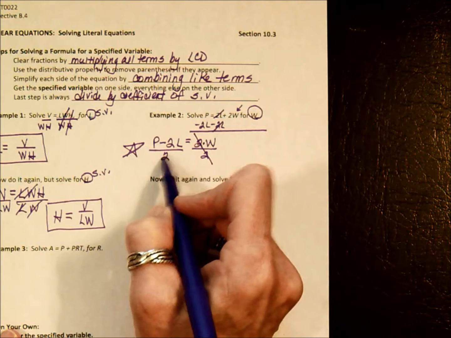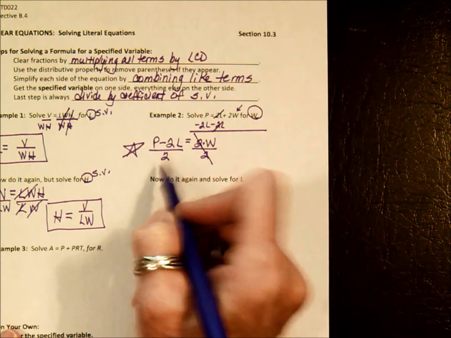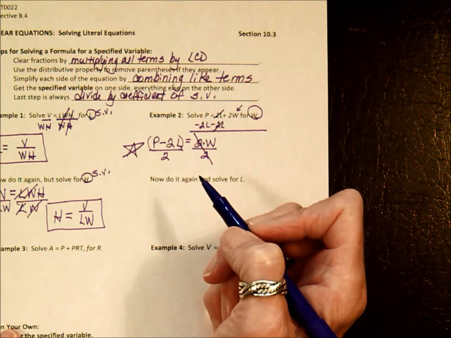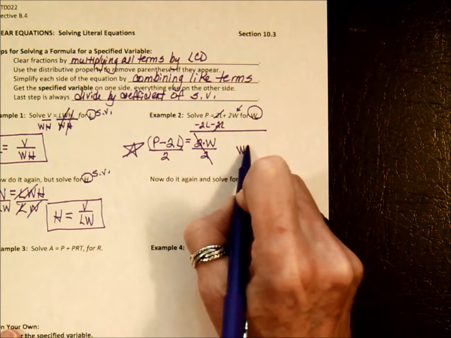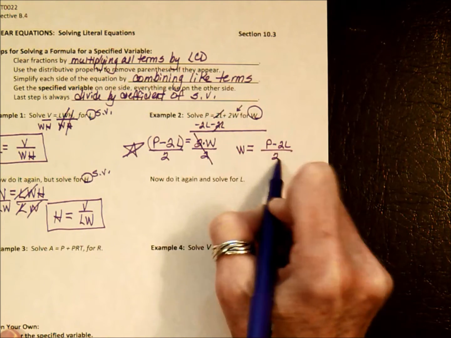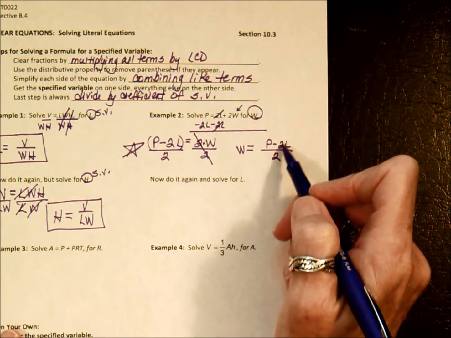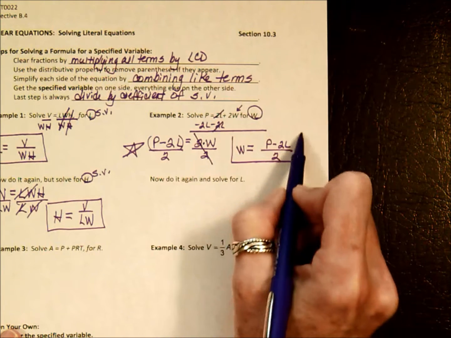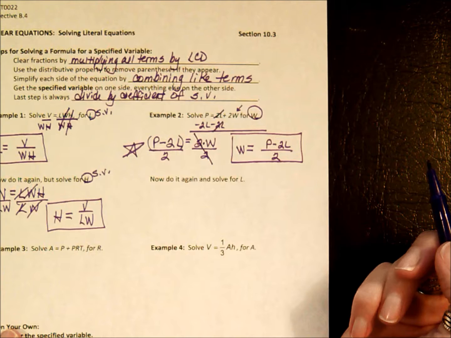I cannot cross cancel those 2's because this 2 is part of a unit numerator. So we end up with W equals P minus 2L over 2. And I know it's tempting because they're right there and it makes you want to do it. Don't do it. You can't cross cancel in that kind of situation.